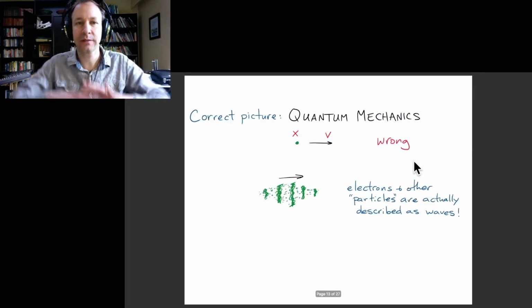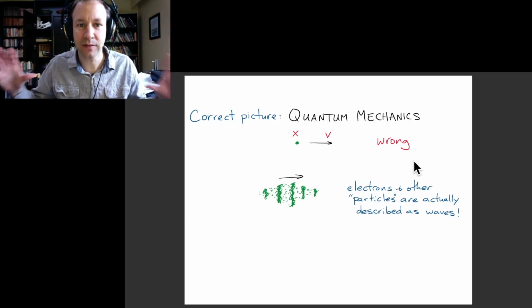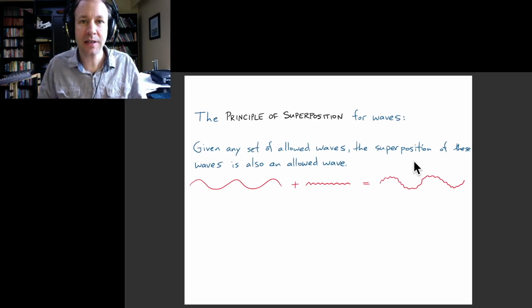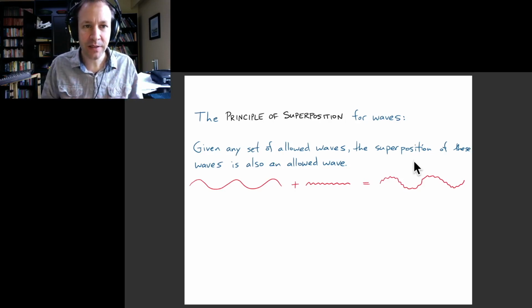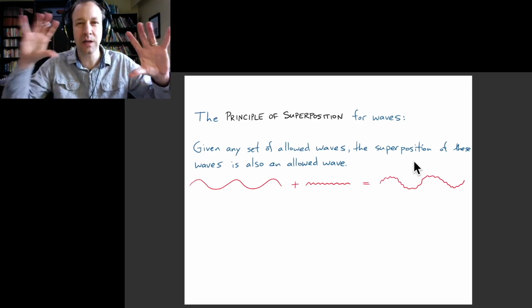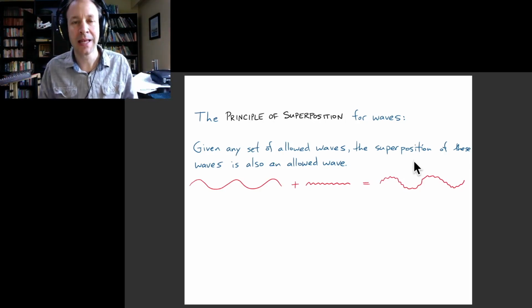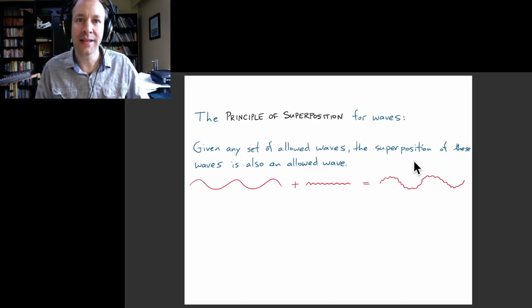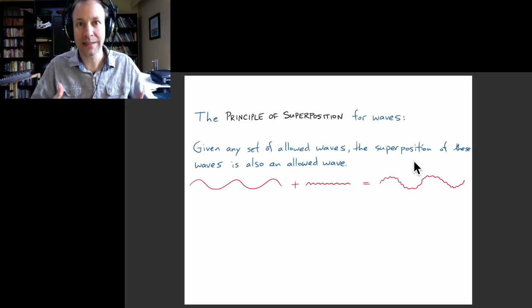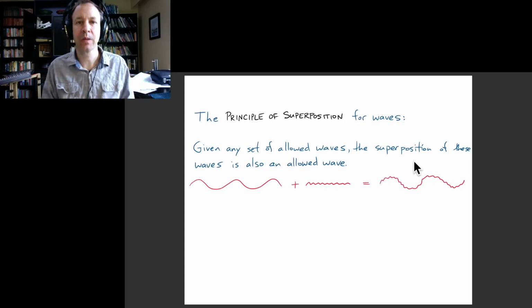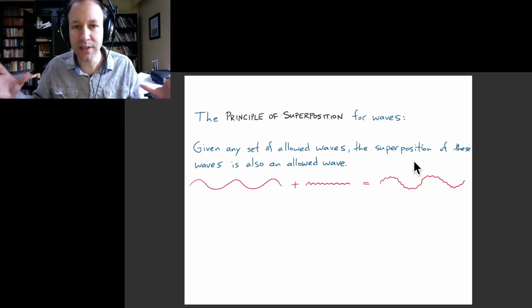And so I want to go over this basic picture of quantum mechanics. And our starting point for that, turns out, is the principle of superposition. So the most important thing in quantum mechanics is this principle. And so I want to remind you what this says for waves, and then I'll tell you how this leads to the basic statement in quantum mechanics. So what is the principle of superposition?